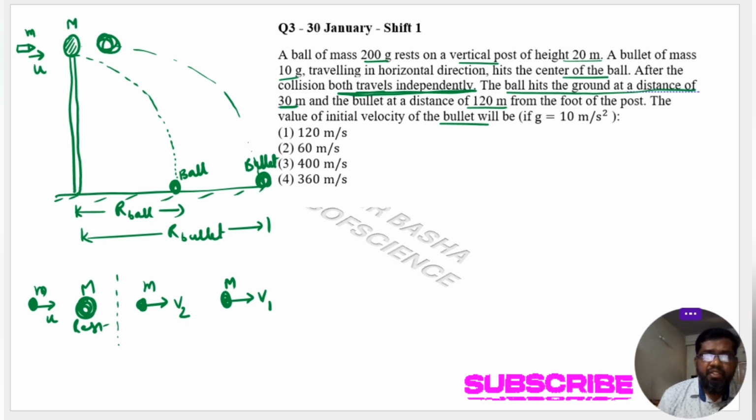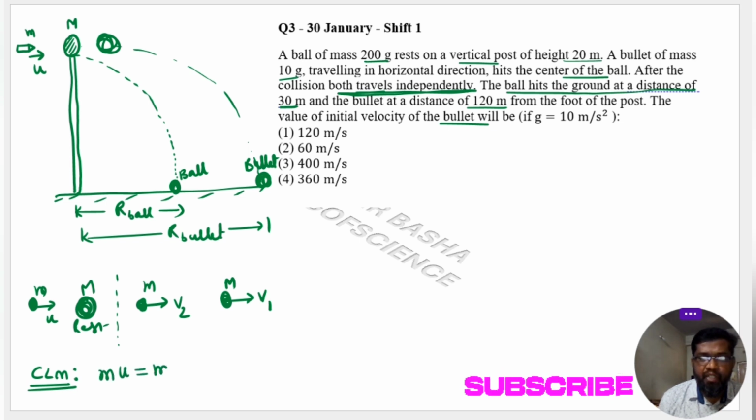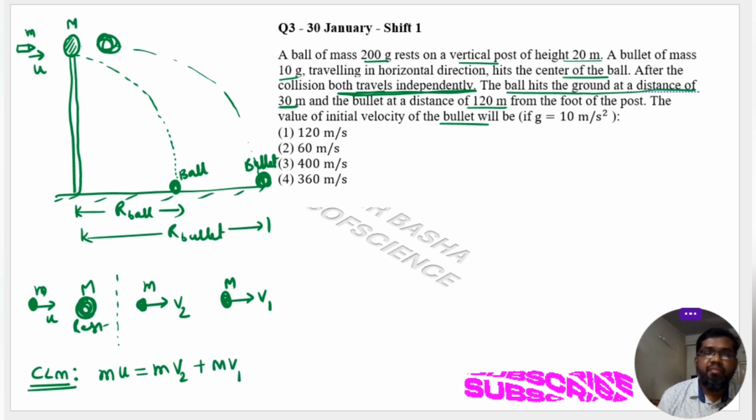So I can apply the conservation of linear momentum here. This is my first idea. The conservation of linear momentum gives mu equals m v2 plus capital M v1. So this is my first equation.